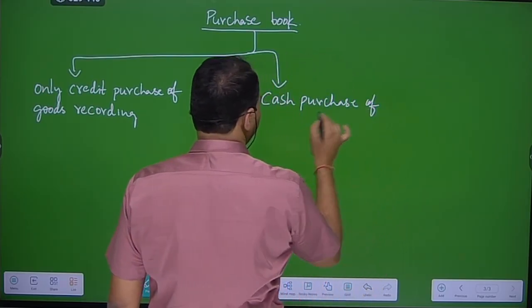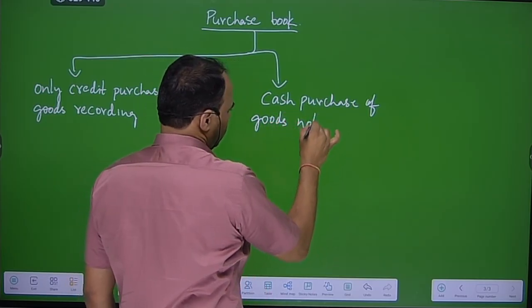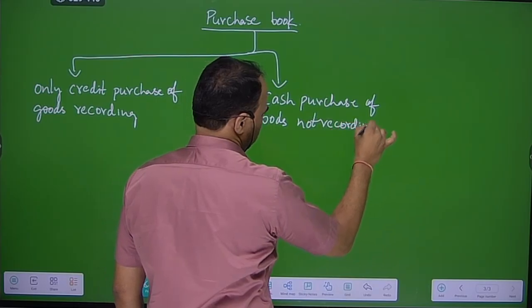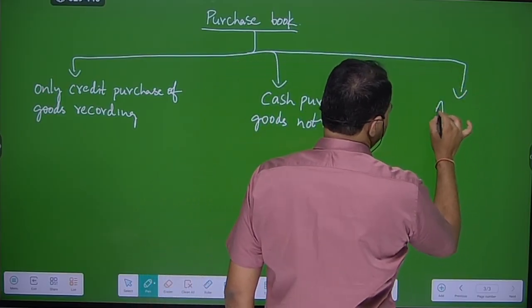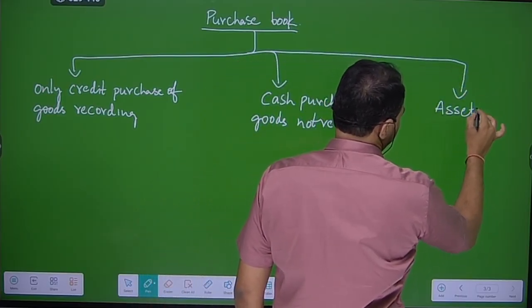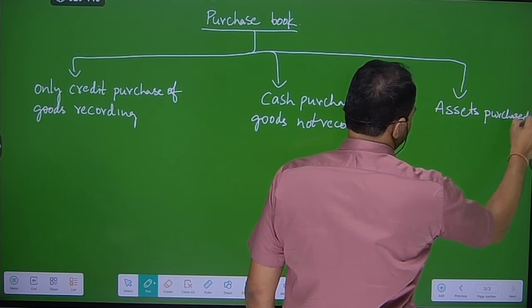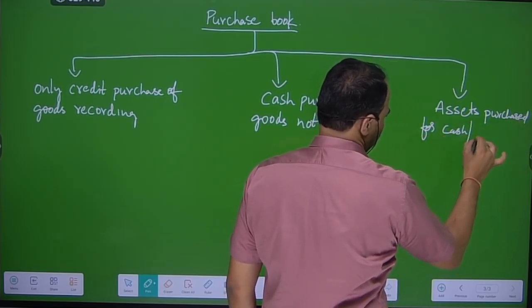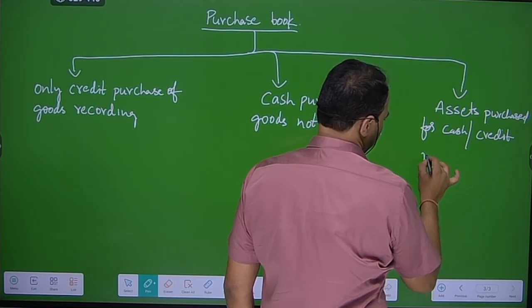Cash purchase of goods: not recording. Next one, assets purchased, for cash or credit: not recording.